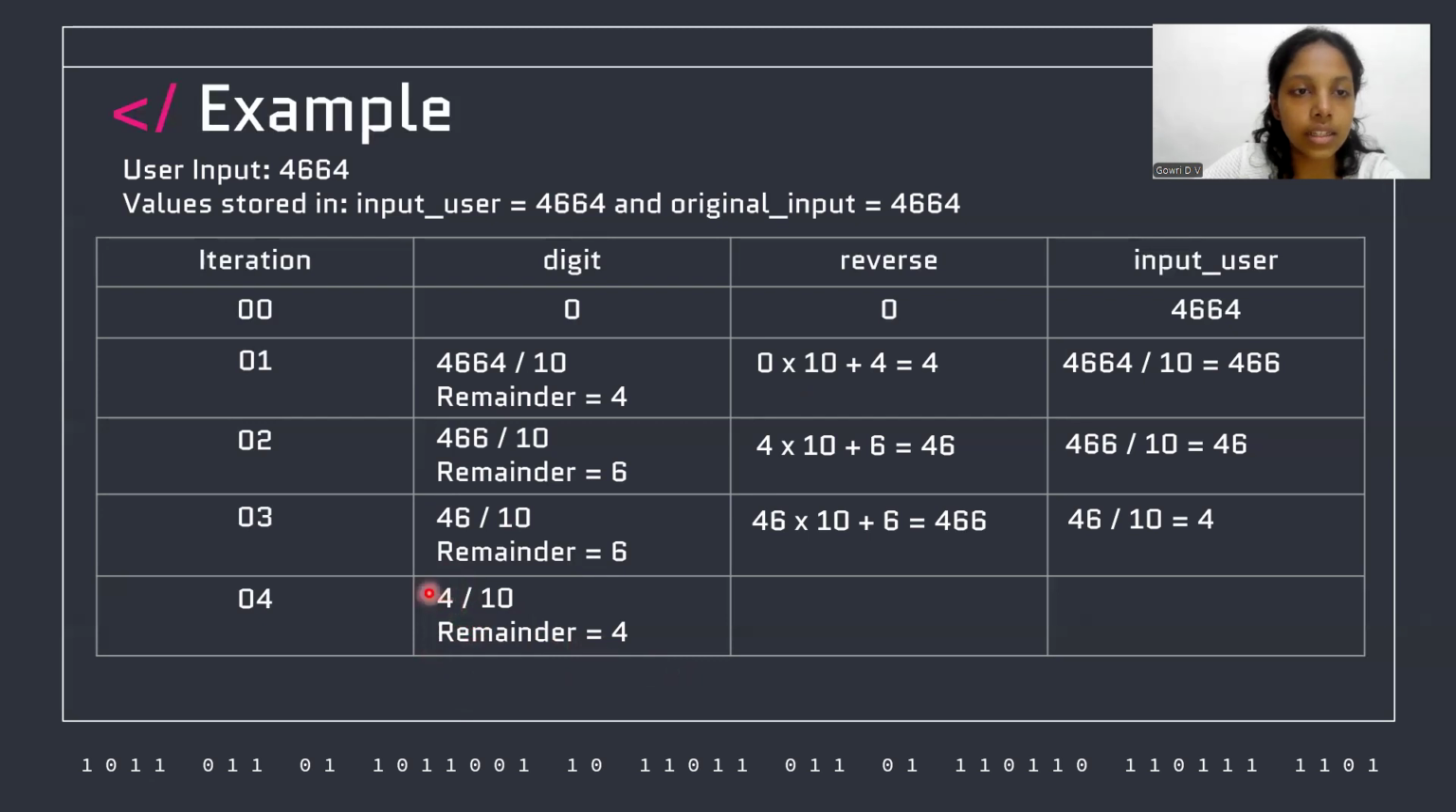This 4 was essentially the first digit in the number 4664. Now, reverse is modified for the last time and now it holds 4664. This 4 was the first digit in the user input, which is now the last digit in the reversed number. So, variable reverse does hold the reversed number. Now, input_user is modified again. 4 divided by 10 is 0. Now, input_user holds the value 0. So, we cannot repeat the sub-steps again. And now we move on to step 6.